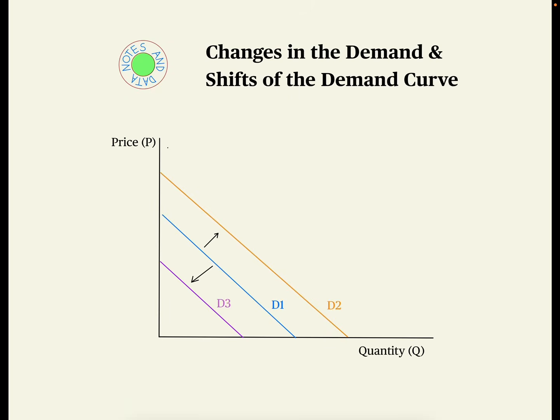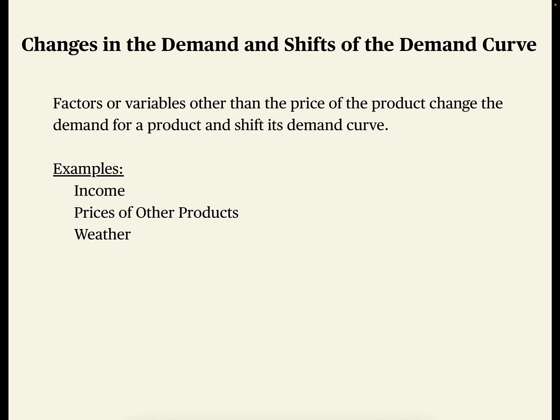Today, we are going to talk about changes in demand and shifts on the demand curve. Factors or variables other than the price of the product change the demand for a product and shift its demand curve. Examples include income, the prices of other products, and weather.